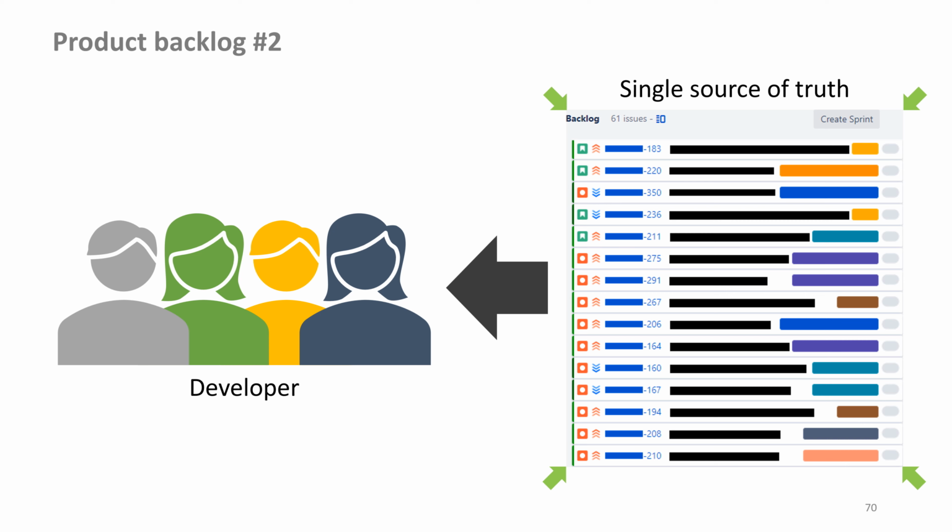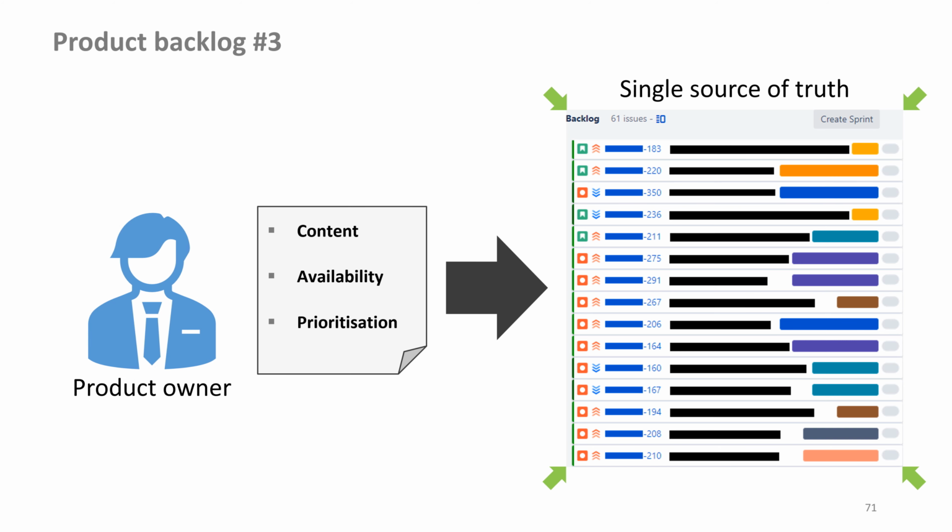So, whether a user story is really important and someone must deal with it, or whether it is rather to be seen lower down in the product backlog. The product owner is responsible for the content, availability, and prioritization of the backlog.